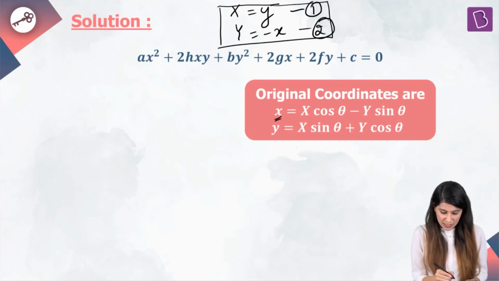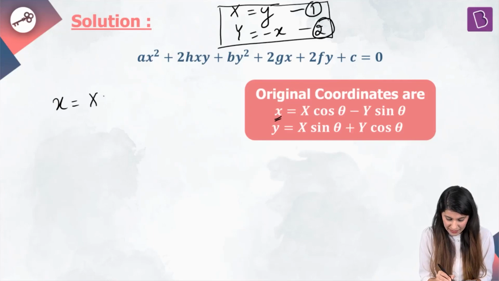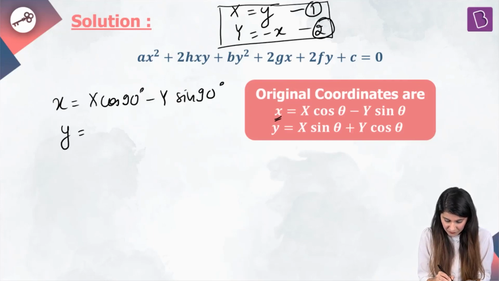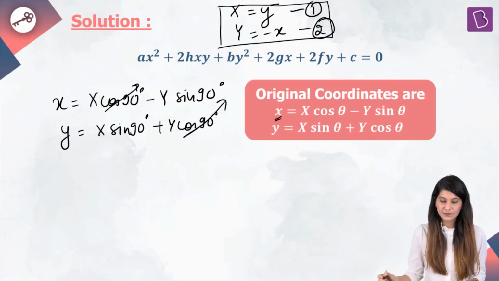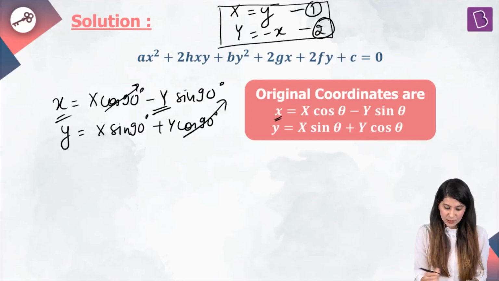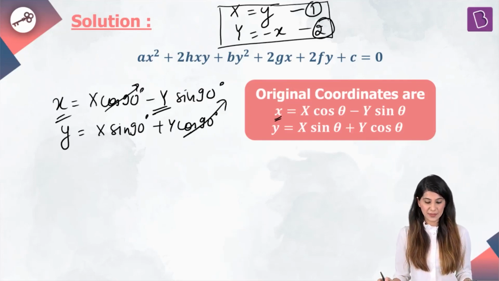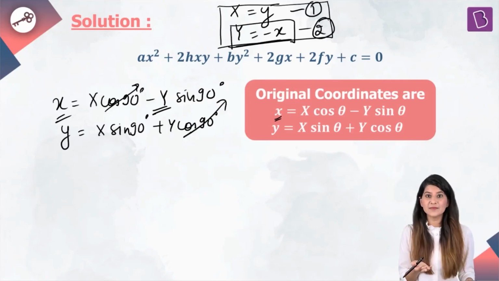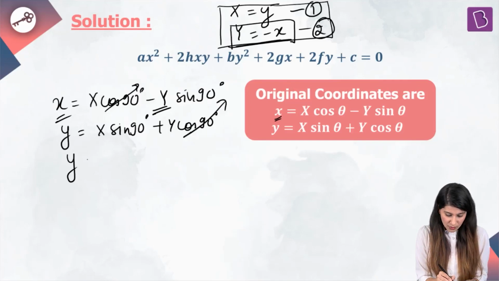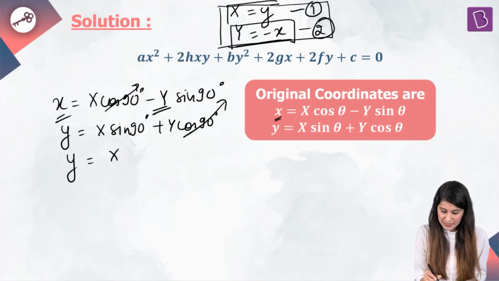I'll show you how. So small x is equal to capital X cos 90 degrees minus capital Y sin 90 degrees, isn't it? And similarly, small y is equal to what? Capital X sin 90 degrees plus capital Y cos 90 degrees. Cos 90 degrees is 0. So small x will be equal to what? Minus capital Y. So small x is equal to minus capital Y, one and the same thing, isn't it? And small y is equal to capital X, one and the same thing.